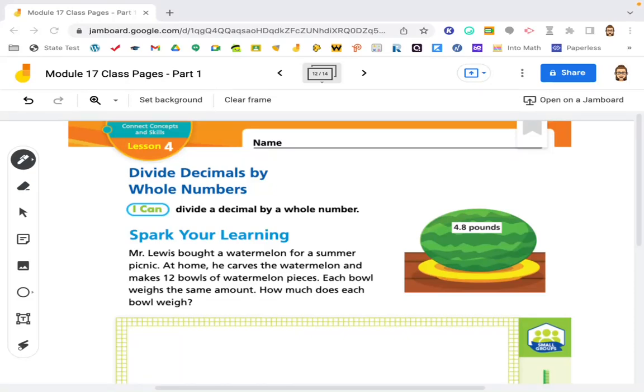Hello, my mathematicians. Today I am looking at Module 17, Lesson 4, which is all about dividing decimals by whole numbers. So hopefully by the end of the lesson you can divide a decimal by a whole number.